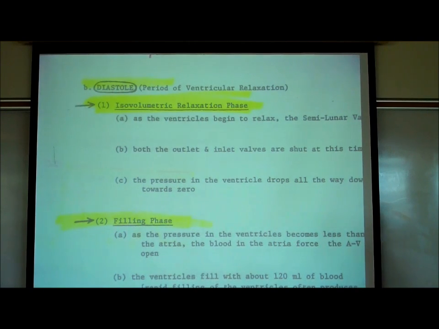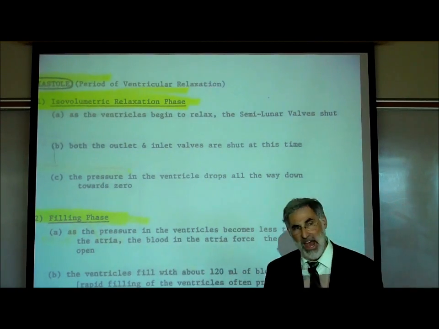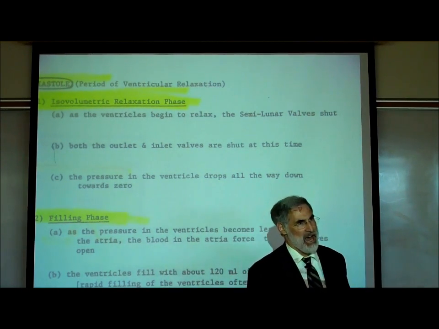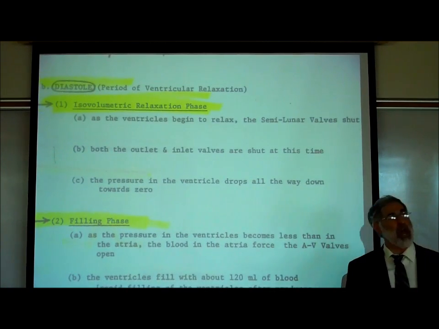As the ventricles begin to relax, the semilunar valves shut. You'd say, what are those? That's the pulmonary valve and the aortic valve, the outlet valves. They shut. And when they shut, that creates the second heart sound, the dup.